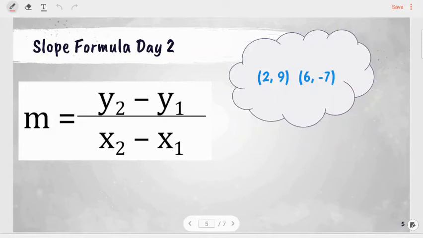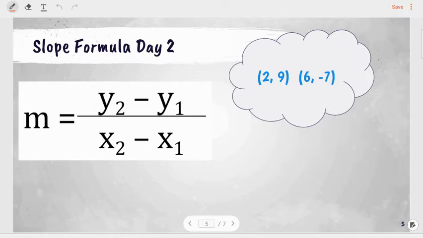Today we are going to be talking about slope again and using the slope formula. Slope is one of those things that's going to come around a lot this year in 8th grade math, and you'll also see it in 9th grade math. So this is something we really need to master.